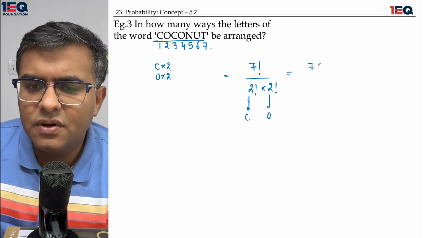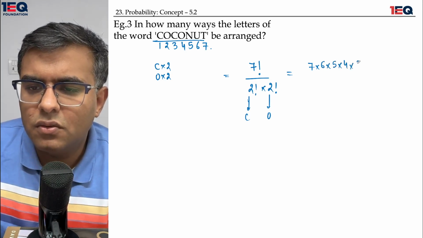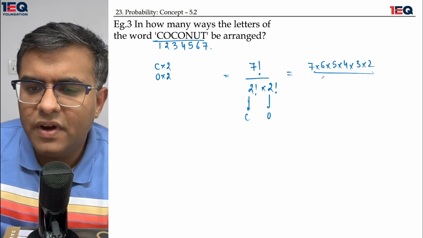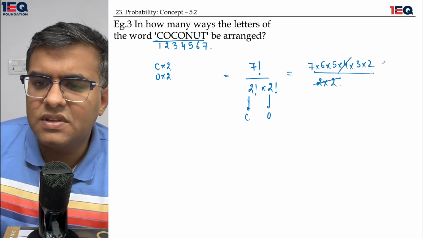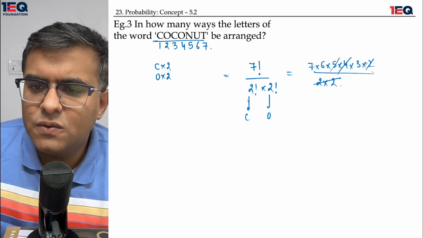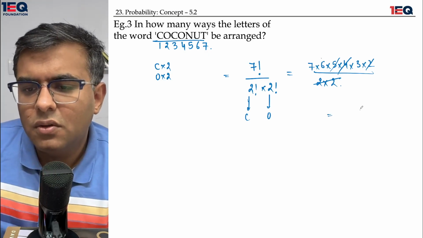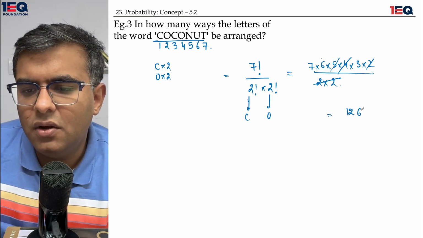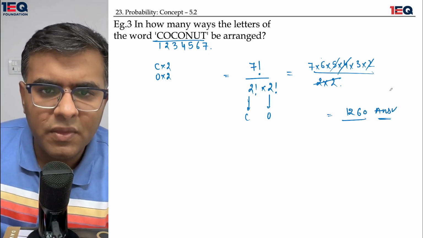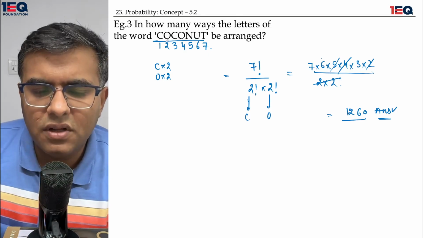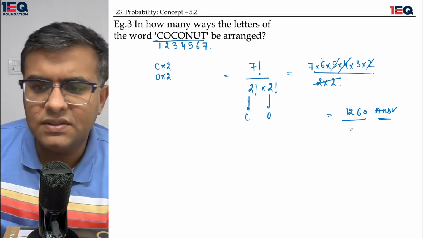7 factorial stands for 7 into 6 into 5 into 4 into 3 into 2. 2 factorial stands for 2 into 1 and 2 into 1. So 2 2s are 4, this is the only thing which will get cancelled out. 5 2s are 10, 10 3s are 30, and 30 into 42. 3 2s are 6, 3 4s are 12. 1260 is my answer. These are the ways in which the letters of COCONUT can be arranged.